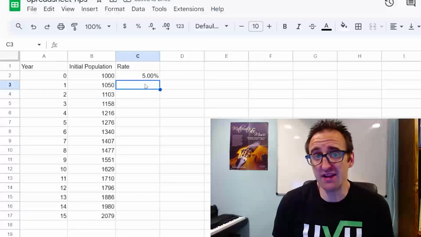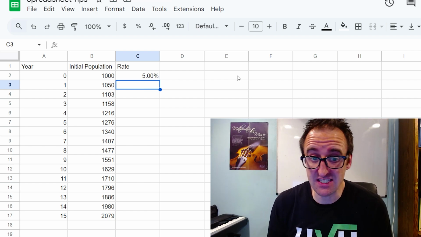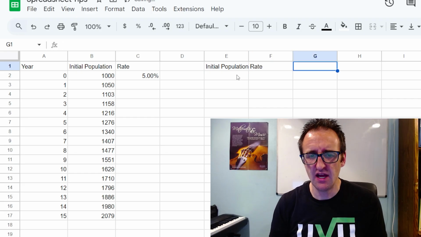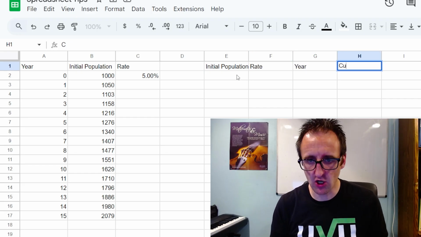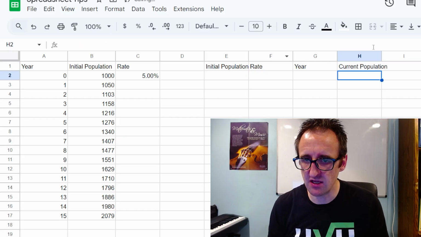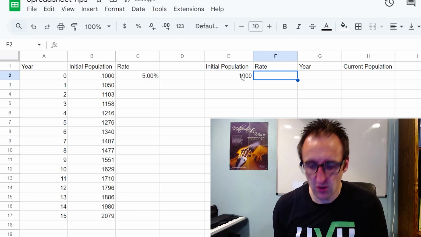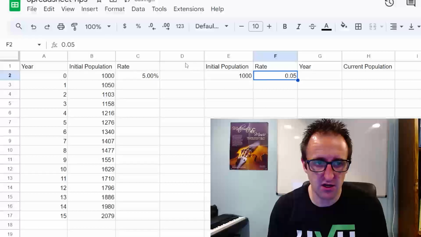Now, on the other hand, if you wanted, you could do this slightly differently. You could say that I want to take an initial population and a rate, just like before, and this time you get to pick the year. And over here, we'll call this one the current population, but it's going to be the population at the value we give for the year. So again, let's do 1,000 as an initial population. We'll do our rate of 5%. Going to do 0.05 and then convert that column into a percent.